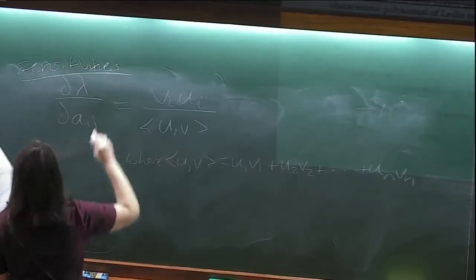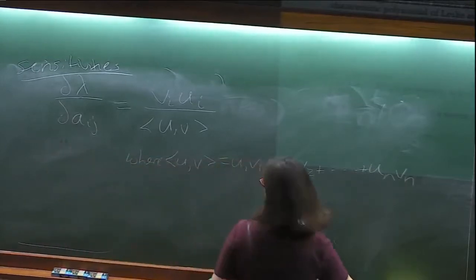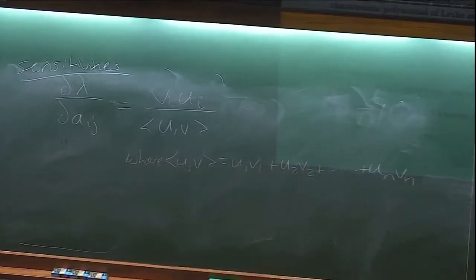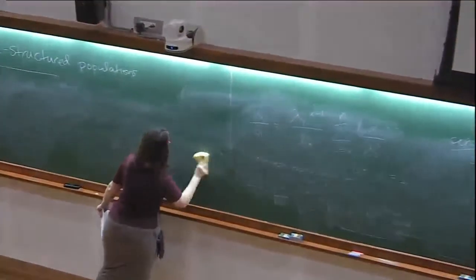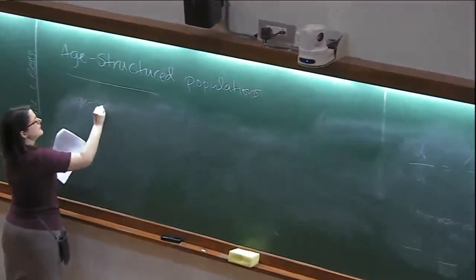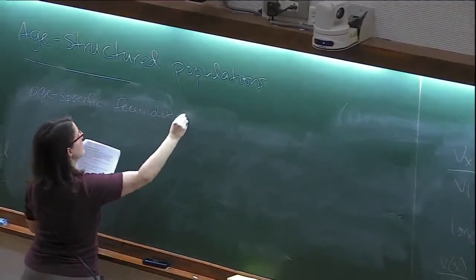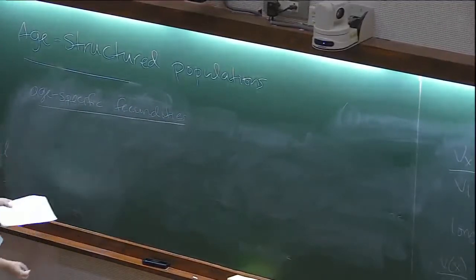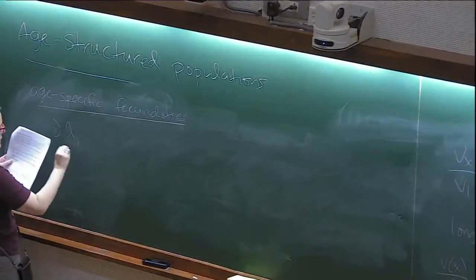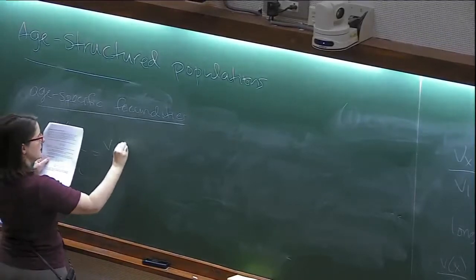So let's ask, what are the sensitivities of the growth rate of the population to the 2 kinds of life history parameters, the fecundities and the survivorship probabilities? Let's focus first on the age-specific fecundities. In that case, let's just consider the leading eigenvalue. This thing is very simple then.